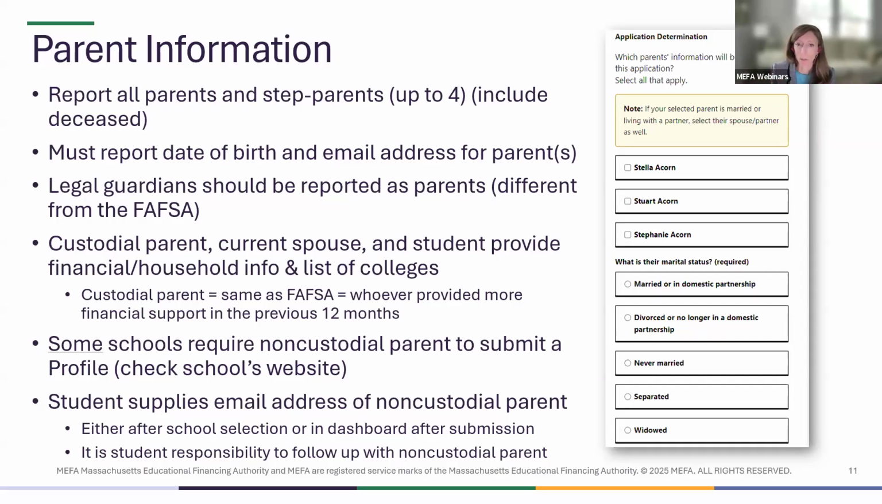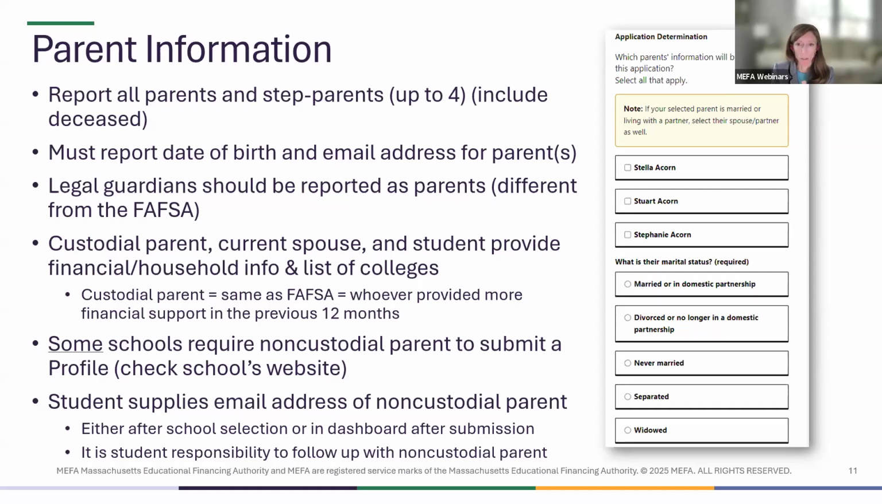For all the parents, you're going to have to put in their date of birth and their email address. And for the profile, if you're in legal guardianship as a student, you're actually going to list your legal guardian as the parent. That is different than the FAFSA. On the FAFSA, if you're a student in legal guardianship, you actually don't list any parents because you're considered an independent student. But for the profile, instead, your legal guardian is going to answer the parent questions.